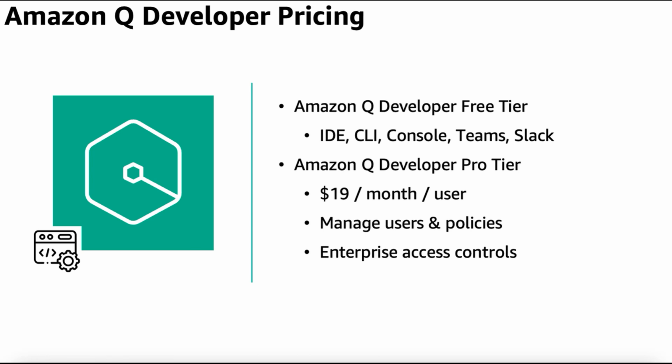The second one is Amazon Q Developer Pro tier. It costs $19 per month per user. It includes everything included in the free tier plus the following: manage users and policies with enterprise access controls, customize Amazon Q to your code base to get even better suggestions, high limits of advanced features.